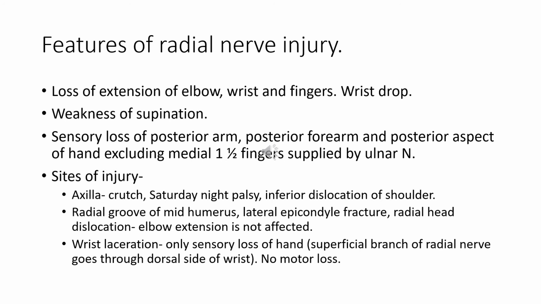Radial nerve also supplies the supinator muscle. So radial nerve injury produces some weakness of supination, but supination is also provided by biceps brachii innervated by the musculocutaneous nerve. In radial nerve injury, there is sensory loss of posterior arm, posterior forearm, and posterior aspect of the hand, excluding the medial 1.5 fingers supplied by the ulnar nerve.